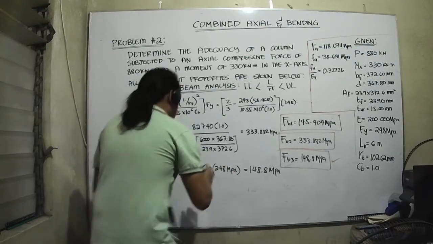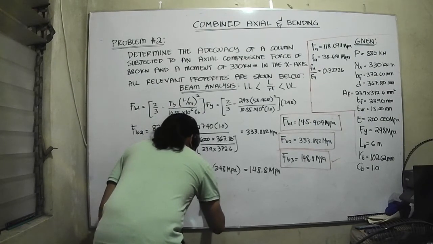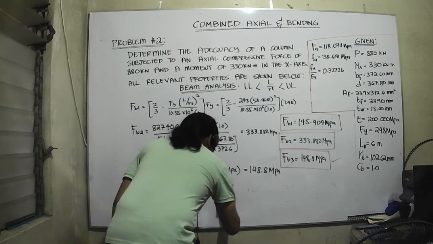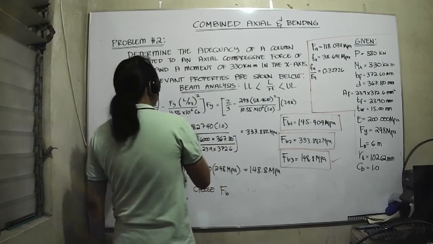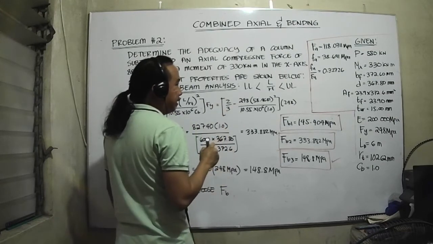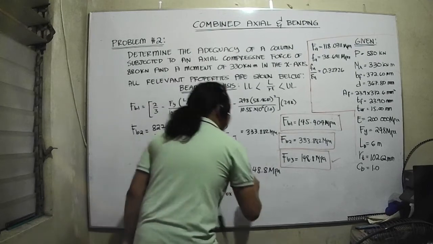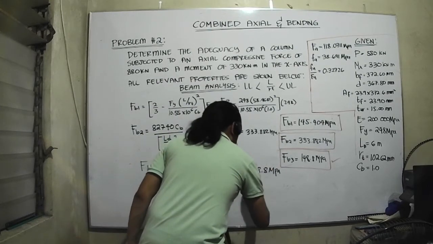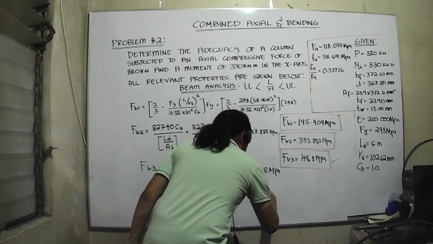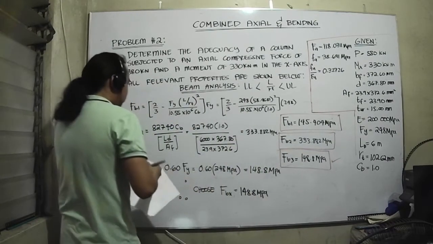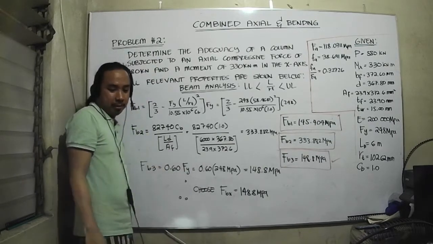Okay, so now we choose FB. Keep in mind that this is still FBX. FBX is equal to FB3, which is equal to 148.8 megapascals. Therefore, choose this value. This guy wins the contest.